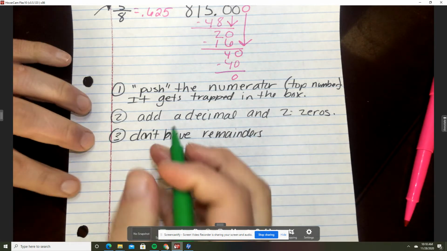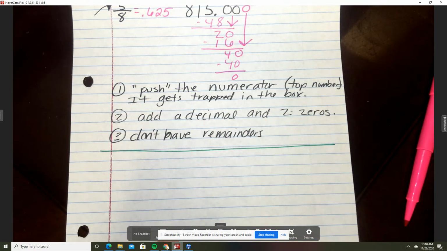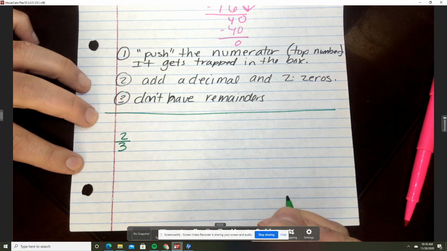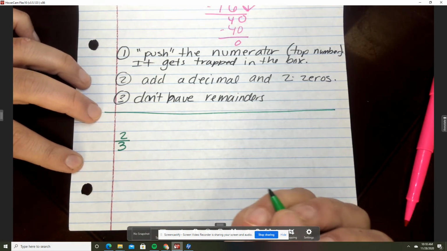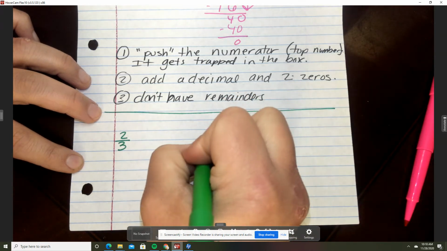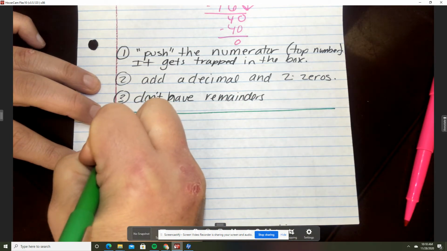If we have 2/3, okay, if I have 2/3 and I want to know what the decimal equivalent of 2/3 is, and I cannot remember how to get that from my memorization, I'm going to push my 2 over.